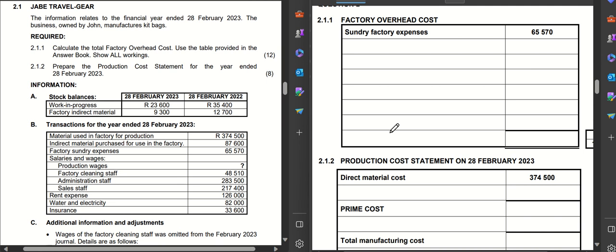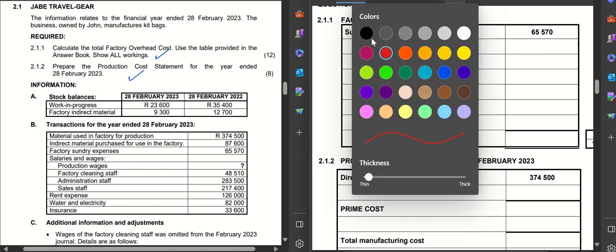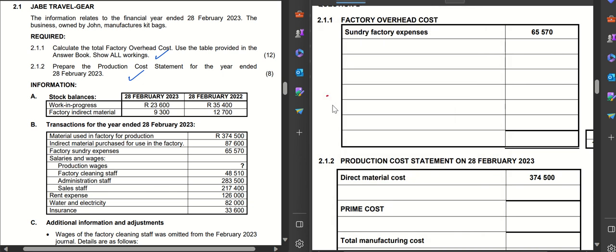So we're looking at question number 2. Here we are required to calculate the factory overhead cost, and then we should also prepare the production cost statement. All right, so we're gonna just try and see if we can do the entire thing all at the same time, if it is possible, so that we can save our time.